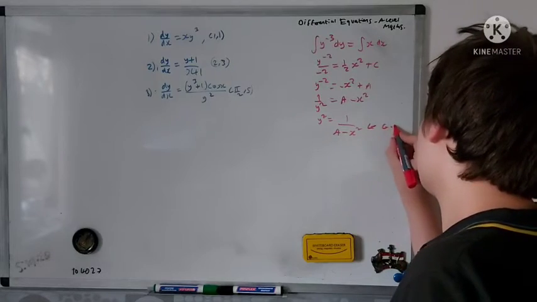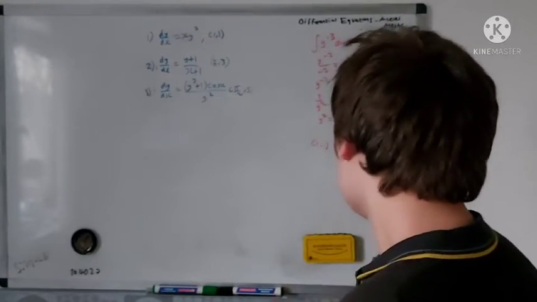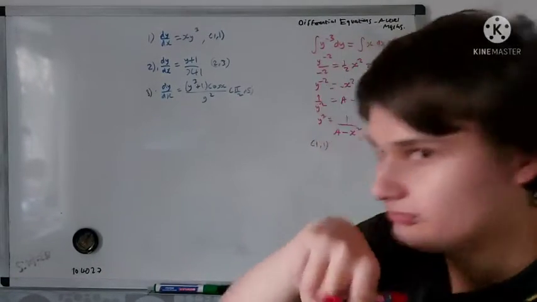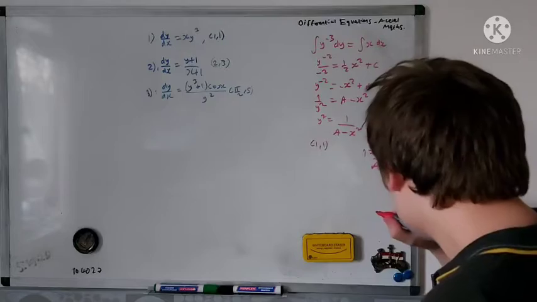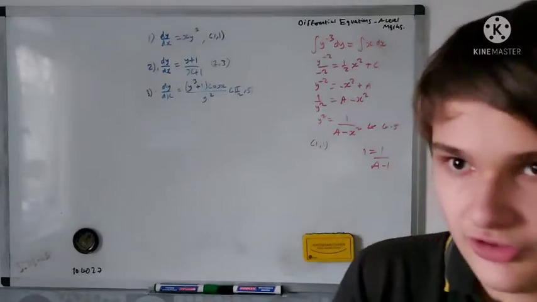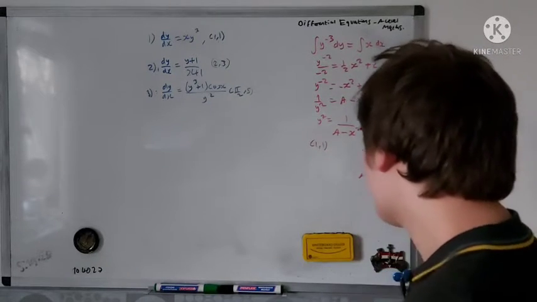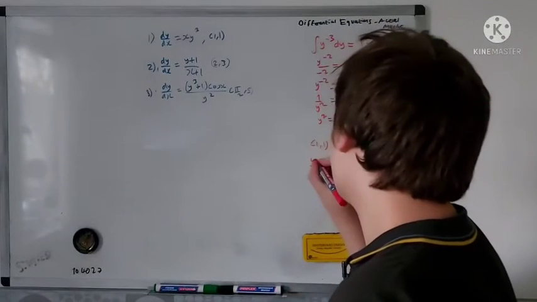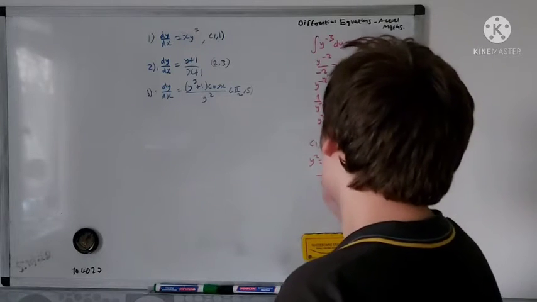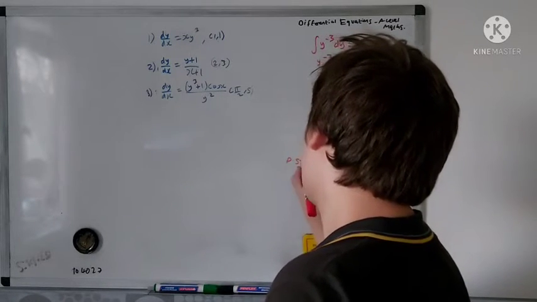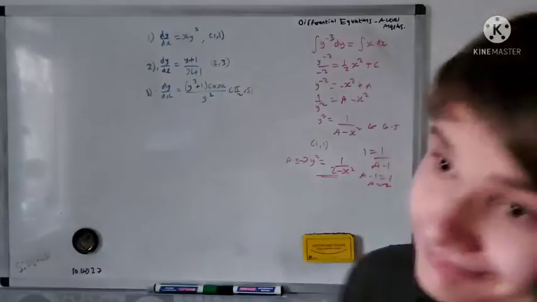So this is your general solution. Well, at the point (1, 1), sub that in there. We got 1 is equal to 1 over a, take away 1 squared, which is 1. So you get a minus 1 is 2. So your particular solution to the differential equation is 1 over 2 take away x squared. That is your particular solution. Okay, that is question number 1.